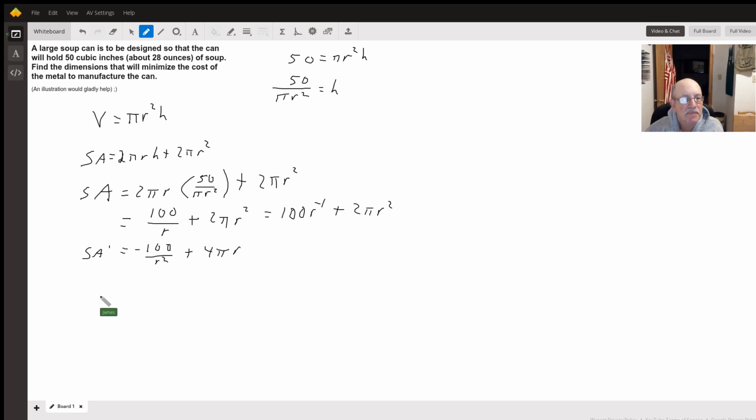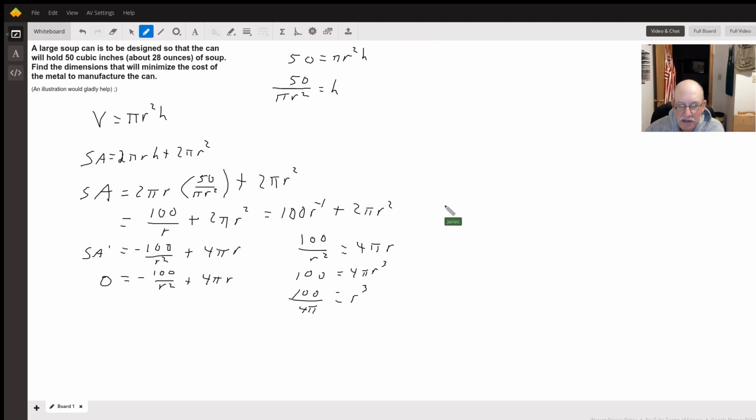To get the extrema, maximum or minimum, we're going to set that equal to 0. So we get 0 equals a negative 100 over r squared plus 4 pi r. We'll add the 100 over r squared to both sides. Now we'll multiply both sides by r squared. We get 100 equals 4 pi times r cubed. Divide both sides by 4 pi. So now we have 100 divided by 4 pi equals r cubed. We're going to take the cube root of both sides.